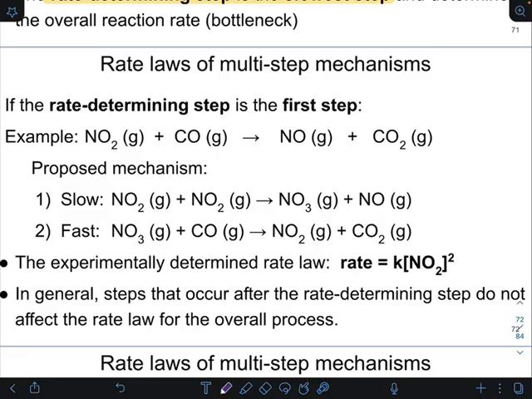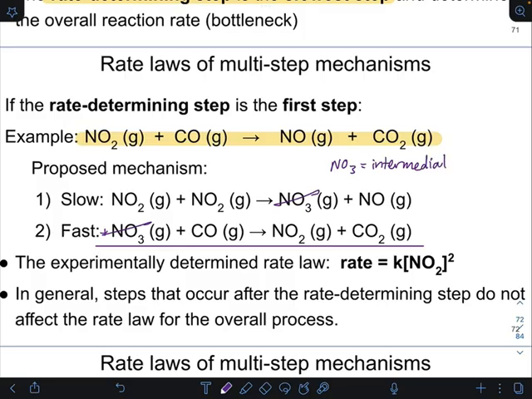So first thing we want to check is that if we add up these two steps, do they equal the stoichiometry of the overall reaction? So I see that NO3 is an intermediate. It is canceled out. It does not appear in my overall reaction.